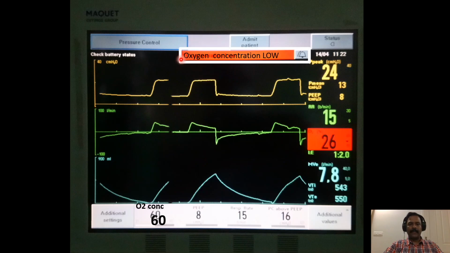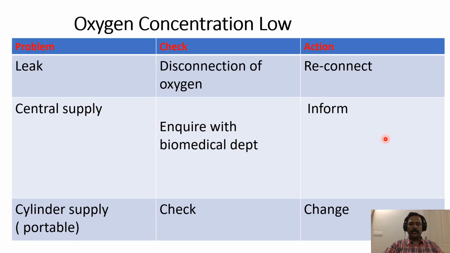So you will be having an alarm here saying that your oxygen concentration is low, and despite setting a FiO2 of around 60, your patient is getting only 26%. So you have set 60% in your monitor, but your patient is getting only 26%. So what can be the reason?